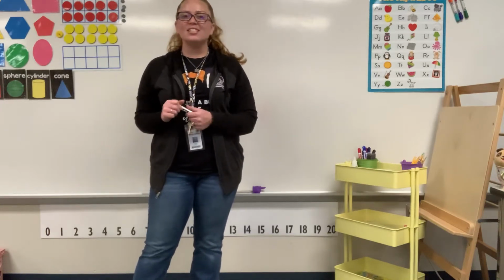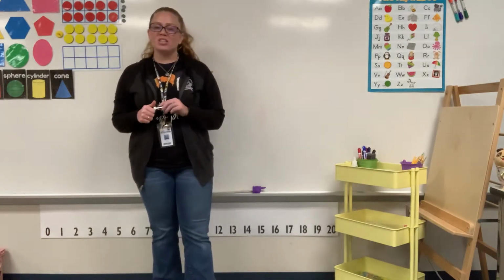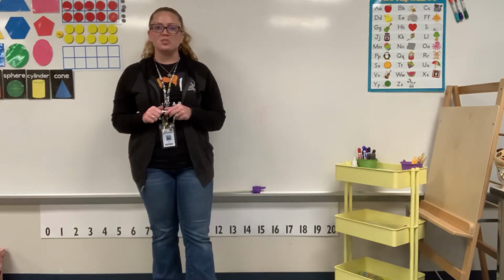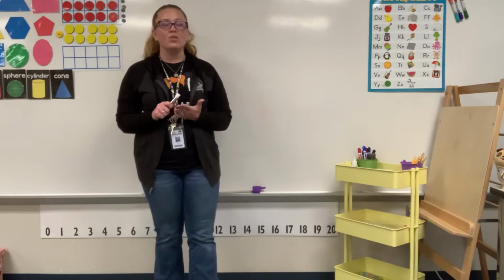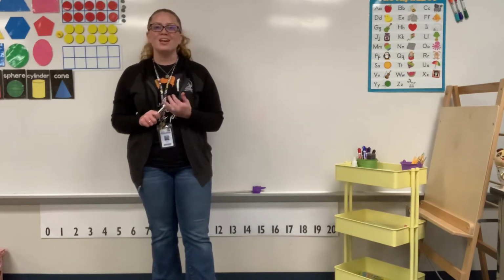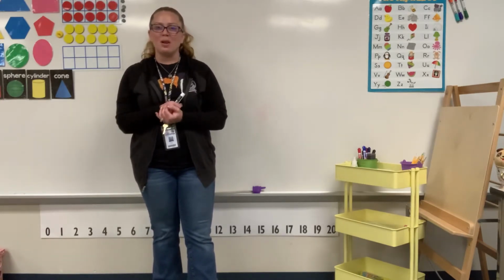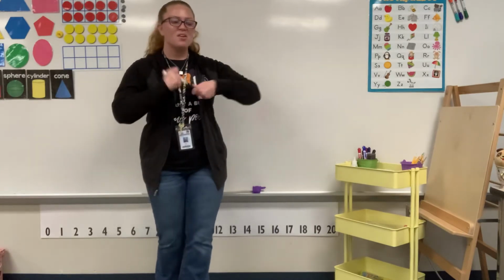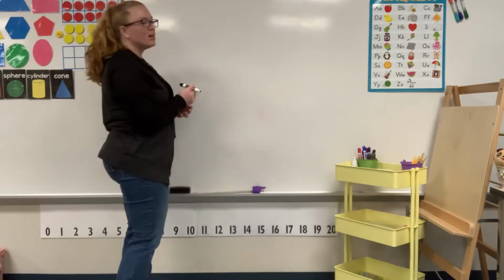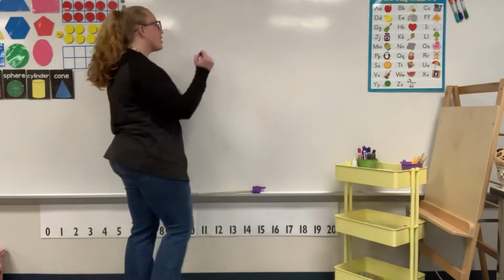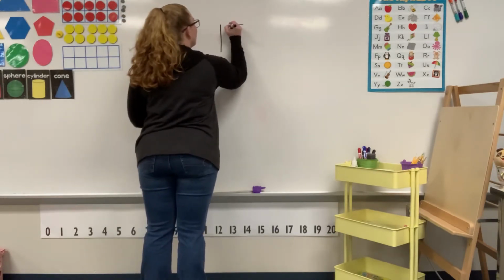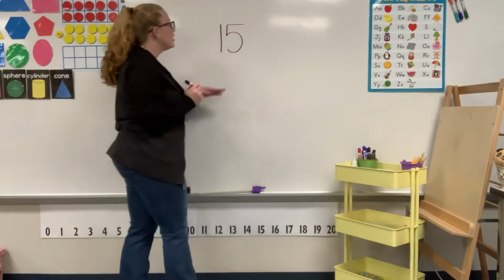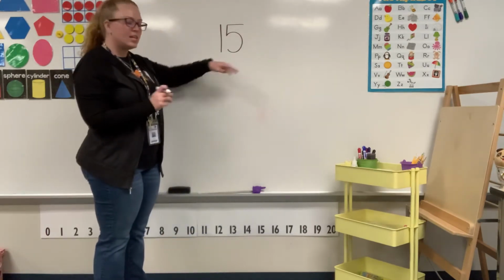All right, today we are continuing learning about our teen numbers. We have learned about the number 11, 12, 13, 14, and now we get to learn about the number 15. Let me write it on the board for you so you can see what it looks like. Number 15 is a 1 and then a 5 beside it. This is our number 15.